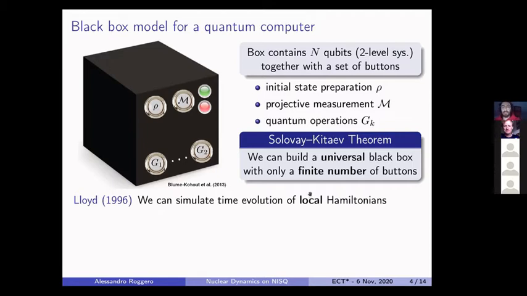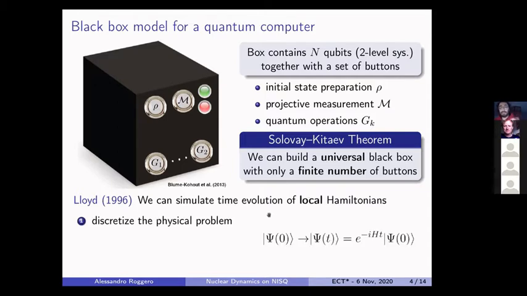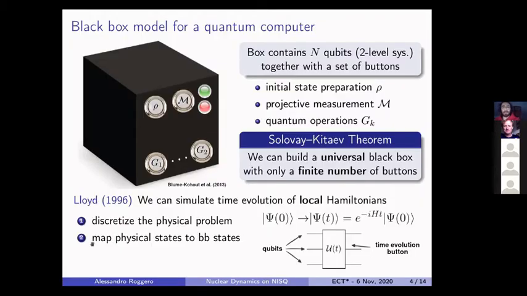The first thing is that you want to discretize your physical problem, which is essentially similar to what you do in a classical situation. You want to discretize both states and operators acting on states. After you've done that, you can map the discretized physical states to states of the degrees of freedom of your black box. A good way of representing this is by drawing lines representing your qubits or degrees of freedom, and blocks connecting different lines that represent buttons you push to connect them.